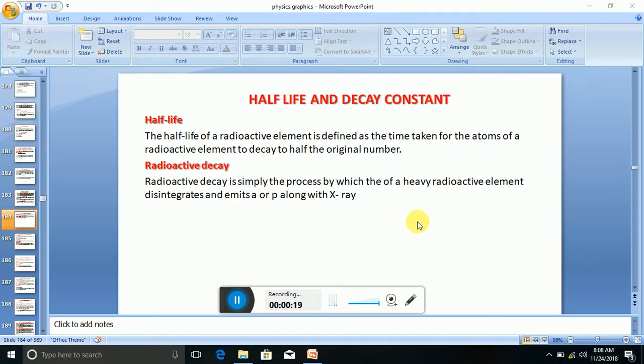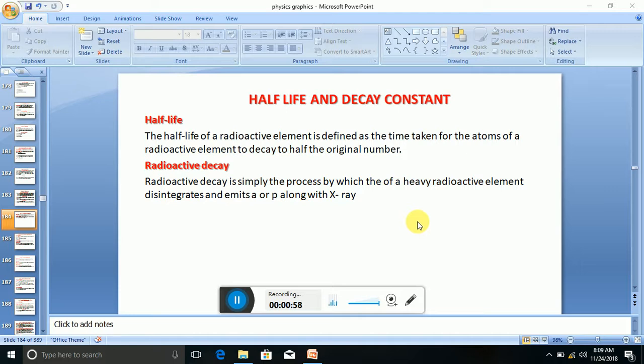What is half-life? The half-life of a radioactive element is defined as the time taken for the atoms of a radioactive element to decay to half the original number. So that time it takes for the atoms of a radioactive element to decay to half of the original number is known as half-life.